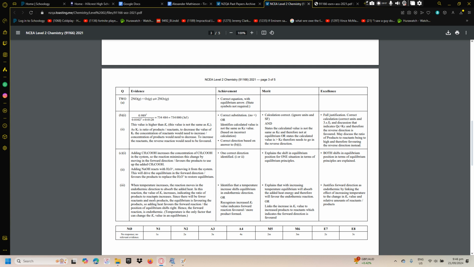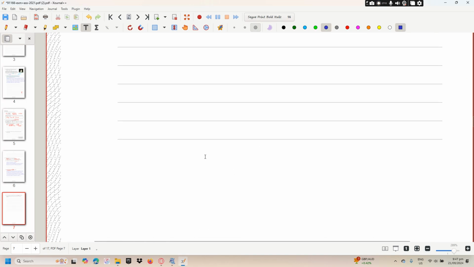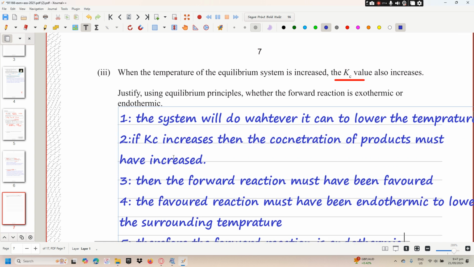In this reaction, if Kc increases, there will be more products. Equilibrium is favouring the products. So adding heat favours the forward reaction, hence the forward reaction is endothermic. Temperature is the only factor that can change the Kc value in equilibrium. Yeah, remember that.